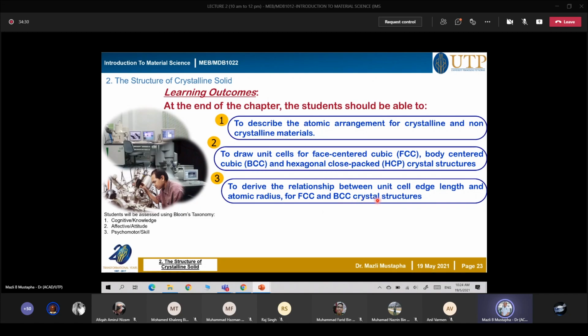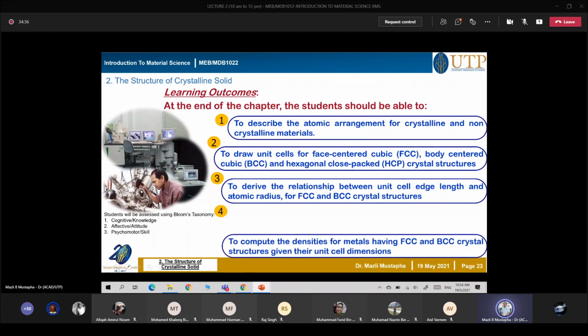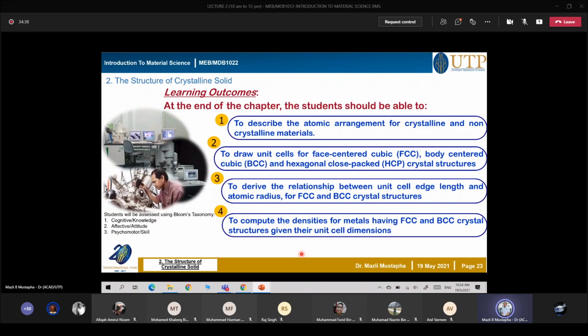Okay, I will define what the unit cell length is. And then finally, we need to calculate the density. Of course, it's using the formula. I think it's also quite a straightforward formula. You need not memorize it.